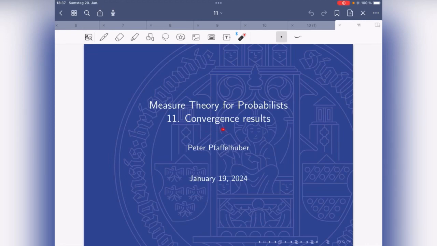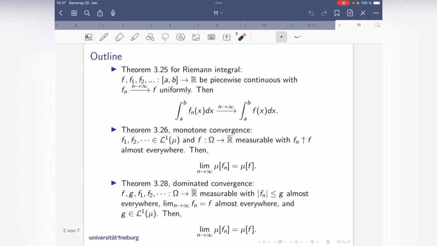So we need a sequence of functions converging to another function. We already know that the limit of measurable functions is measurable. And then we can, under some conditions, interchange the limit and the integral. So let's see what I mean by this. Convergence results. Let's start by stating them.